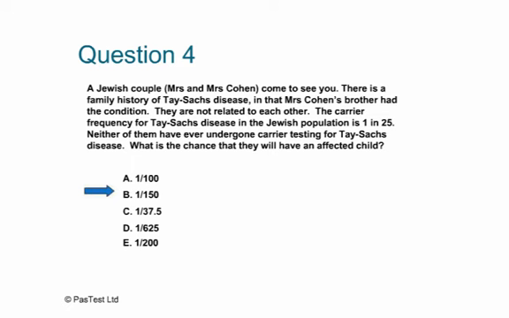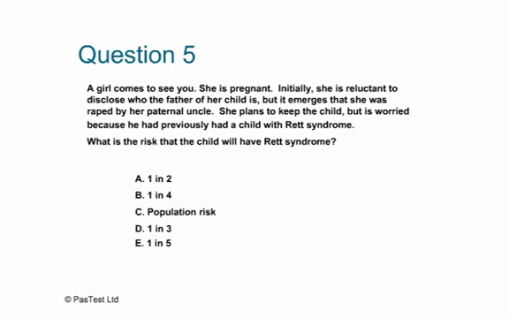Right, question 5. This is an interesting question. A girl comes to see you who's pregnant and eventually tells you, obviously reluctantly, that the child she's carrying was fathered by her paternal uncle. Now her concern is that her paternal uncle had previously had a child affected by Rett syndrome. So, she wants to know the probability that the child she's carrying would be affected by Rett syndrome. Write down your answer now.